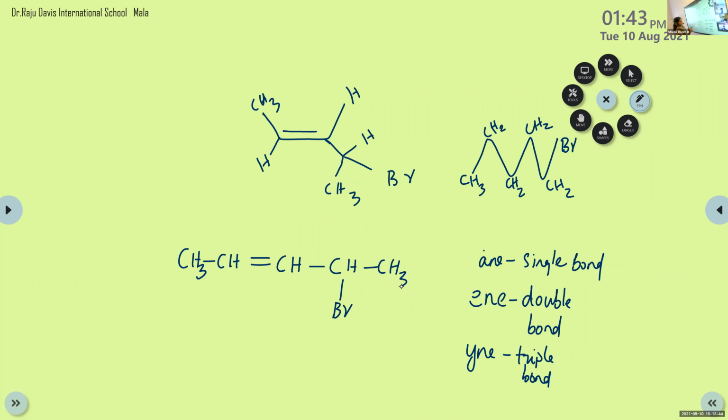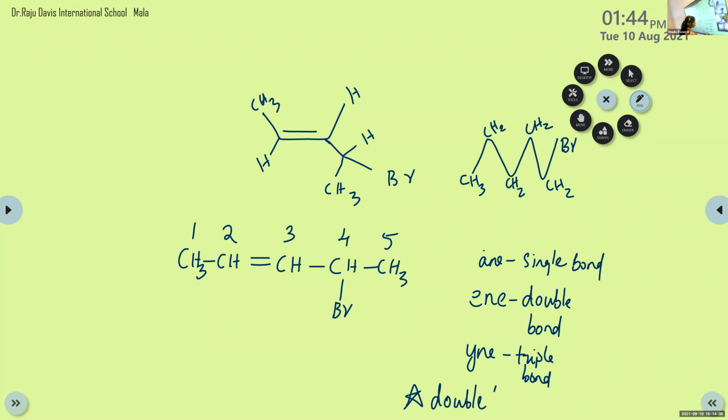Okay. Here we have two choices to number: from left to right or right to left. But if the double bond is there, you should give priority to the double bond. That means the least number should be given to the double bond. So we can number from here: 3, 4, 5.